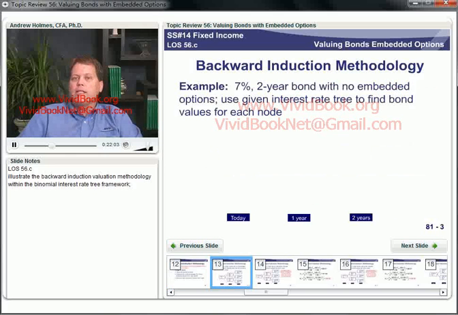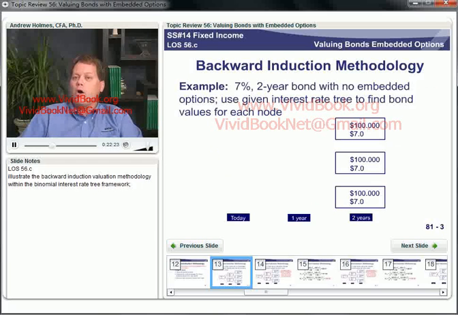So here is our example. We're going to work with a 7% 2-year bond, no embedded options to start with. Once we do this, then we'll go back and add an embedded option. What you're going to see is it's only going to take one little change to move to valuing a bond with an embedded option. Okay, and we're going to be given the interest rate tree in order to do it.